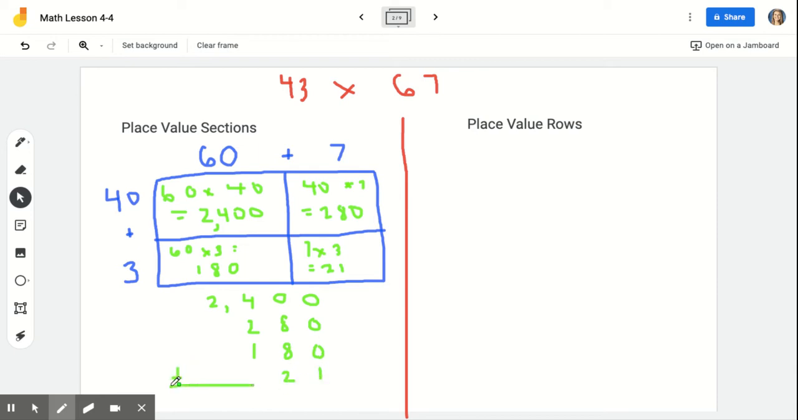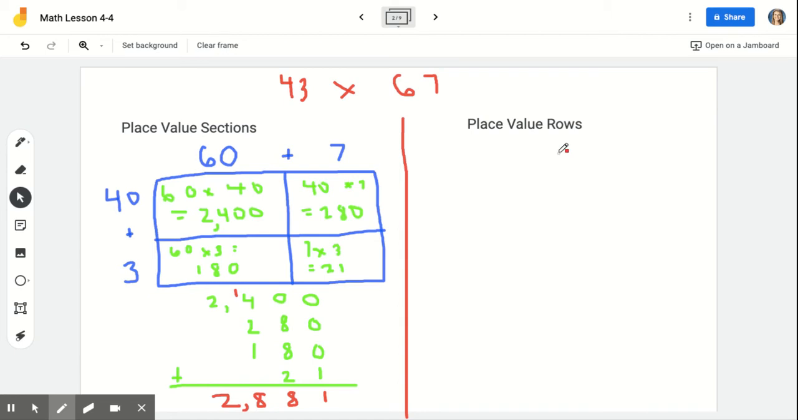Does yours look like mine? Go ahead and solve. Did you get 2,881? Check your work with mine. Okay, so we just solved 43 times 67 using place value sections method to arrive at our product of 2,881. Keep that on your whiteboard.